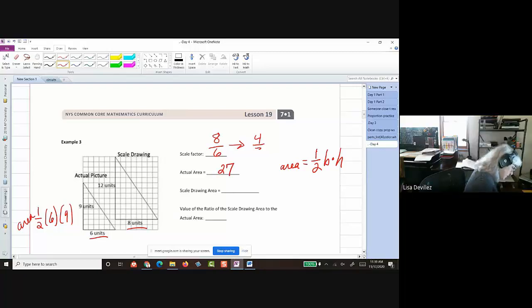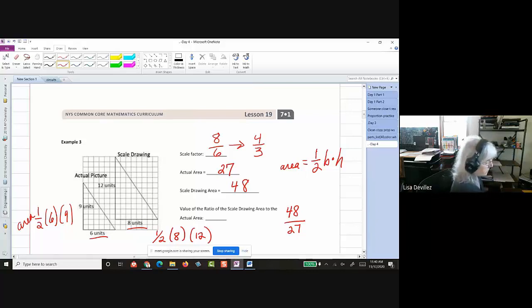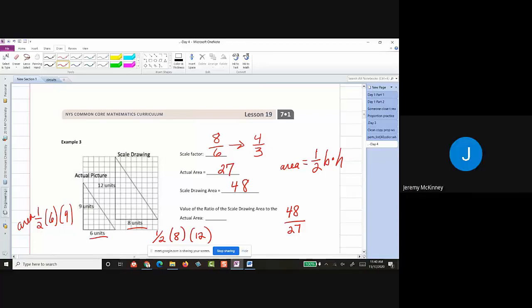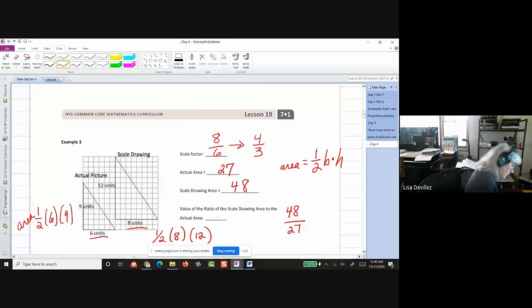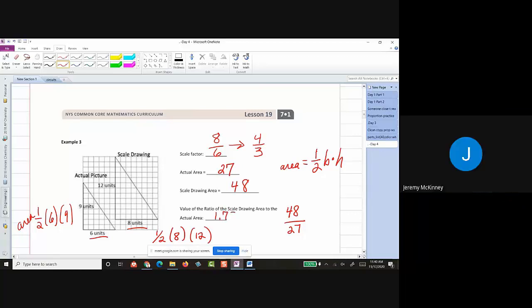Okay, and then our scale drawing area is going to be 1/2 times 8 times 12. So that's going to be 48. All right, and then the ratio of the scale, 48 to the actual 27. So what is that decimal value? 48 divided by 27. So I'm getting like 1.78.